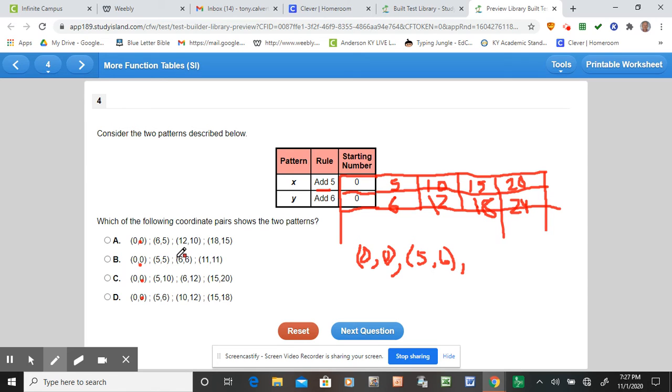And do you see an answer that has 5 and 6 as the second ordered pair? I see 6, 5, 5, 5, 5, 2. You know what? This is the only one that has it. It must be correct. D must be correct. Let's double check just to make sure.